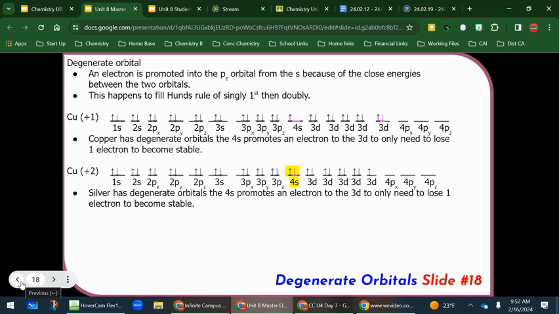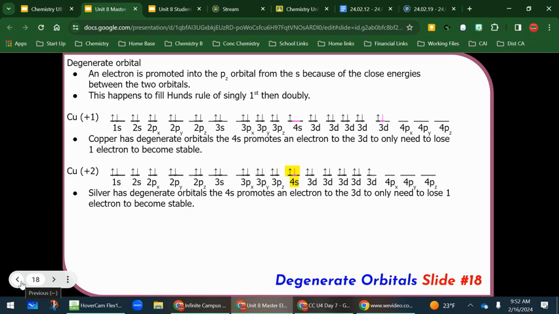Because remember, this is the outer level, correct? This is still part of the third level, right? Well, if it loses this one, it's going to have a +1 charge. That's the only way we can explain it. There should have been 2 there, but it only loses 1. Why? Where'd the other one go? It had to go fill in here.